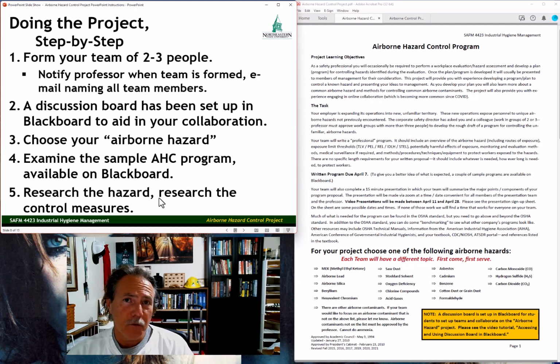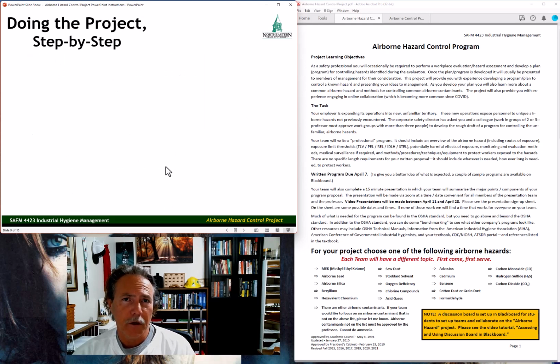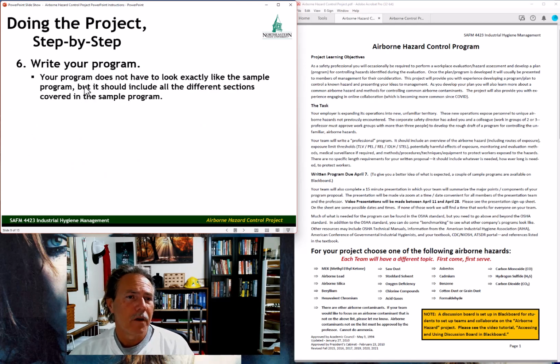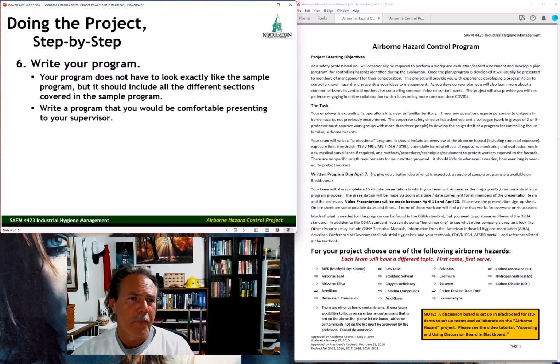Research the hazards and research the control measures, and I'll talk about some of the different sources that you can look into. But that was step 5. Write your program, and your program does not have to look exactly like the sample program that I gave you, but it should include all the different sections covered in the sample program. Write a program that you would be comfortable presenting to your supervisor if this were a real workplace task.